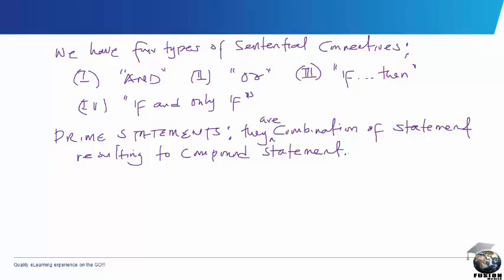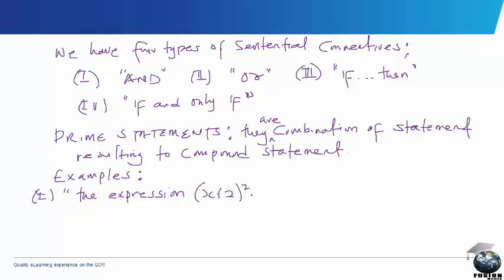We shall take examples of statements of this form. Examples. The number one example we have here is the expression that x plus 2 squared is a perfect square.